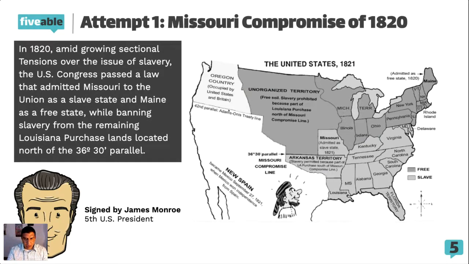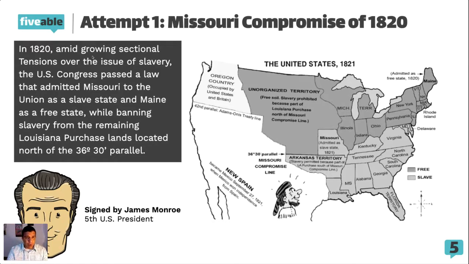Right here, this huge piece of land, the Louisiana Purchase. We bought it from France, correct. And we bought this huge piece of land. And the question is, okay, what's going to happen to this territory? Are we going to allow slaves?